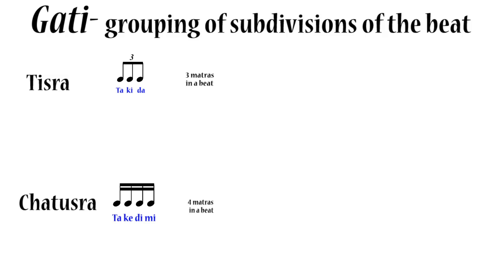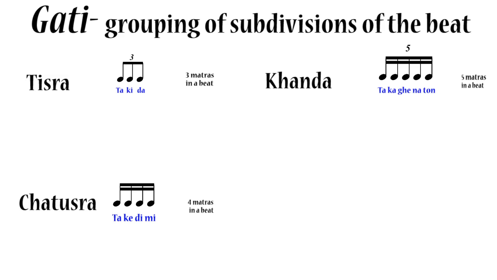So 4 matras in a beat, what Western music calls 16th notes, is the Gati chatusha. And chatusha is counted ta, ka, di, mi. 5 matras in a beat, or quintuplets, is the Gati kanda, and is counted ta, ka, gi, na, tone.